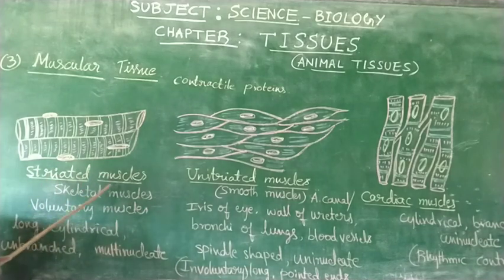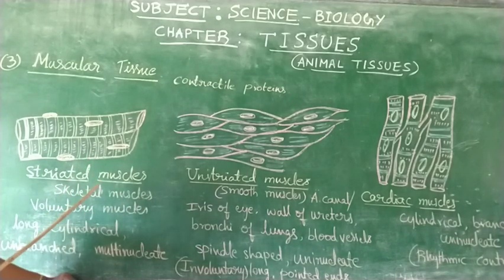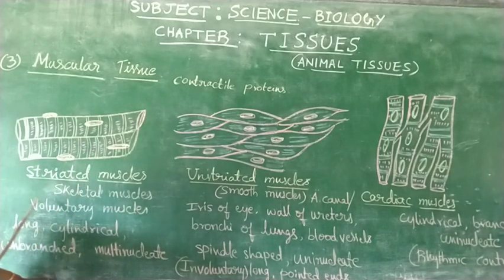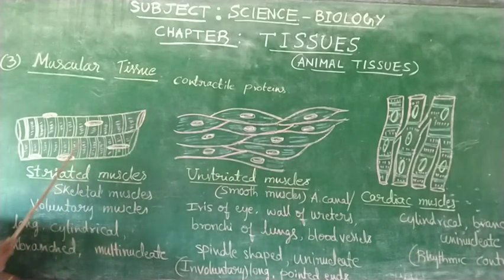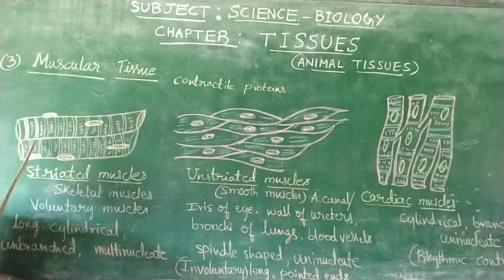So this is striated muscles. Striated muscles are also called skeletal muscles. These are the muscles attached to the hind limbs and forelimbs, namely hands and legs. Here cells are arranged one after the other to form long tube-like structures. These are long, cylindrical, unbranched and multinucleate cells. See, multinucleate means more than one nucleus. You can find the nuclei here. All these cells are joined together to form long tube-like structures.